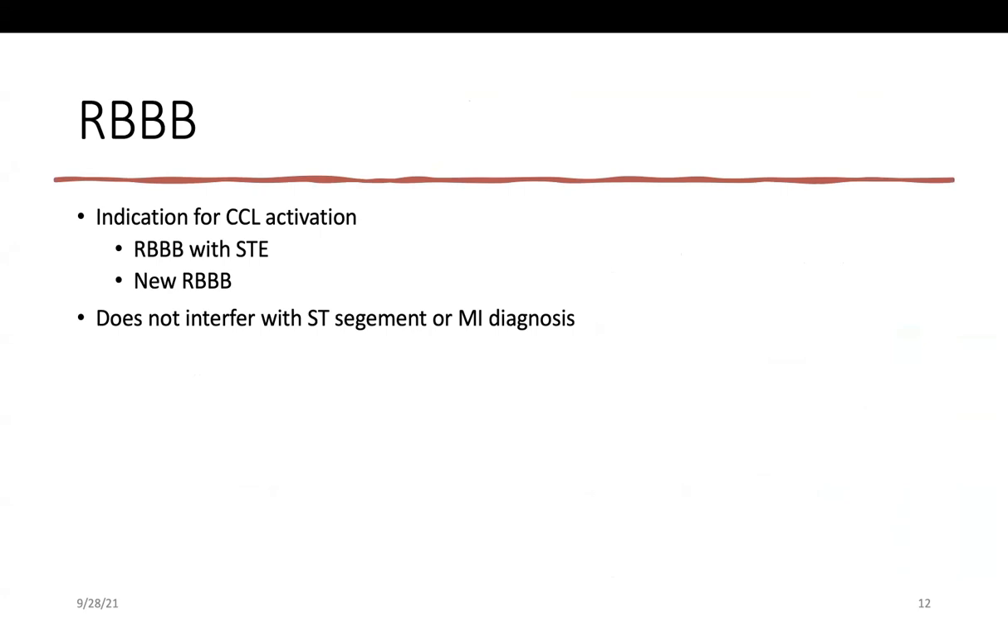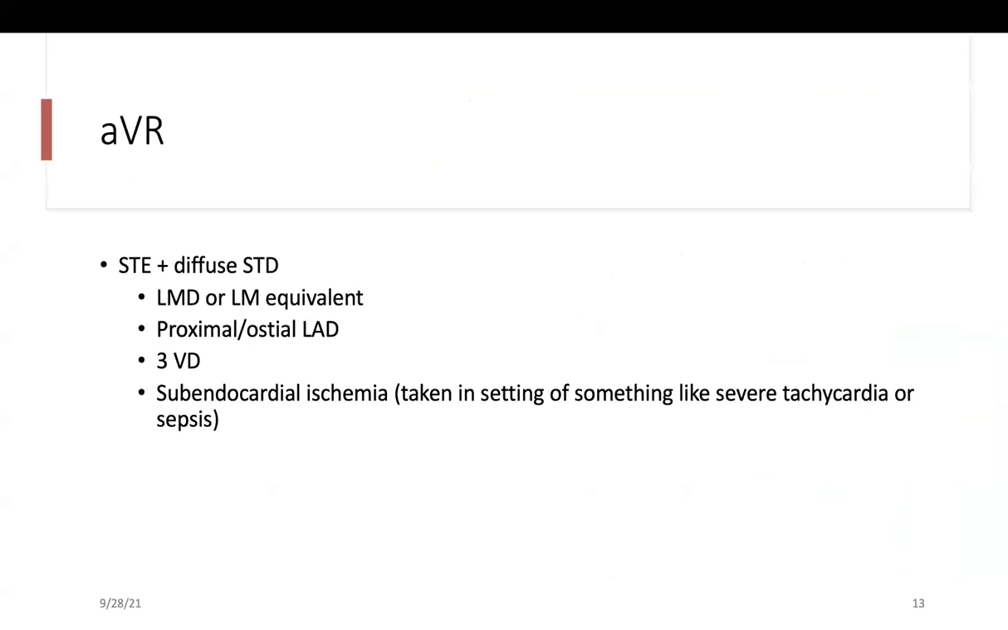As we discussed, right bundle branch block does not interfere with ST segment, so you can easily diagnose ST elevation MI in right bundle branch block. For ST elevation in AVR with diffuse ST depression, it may be due to left main or left main equivalent, and remember that this is only in 10% of patients. Proximal LAD, three-vessel disease, and the most common cause is usually subendocardial ischemia or type 2 MI due to other causes.